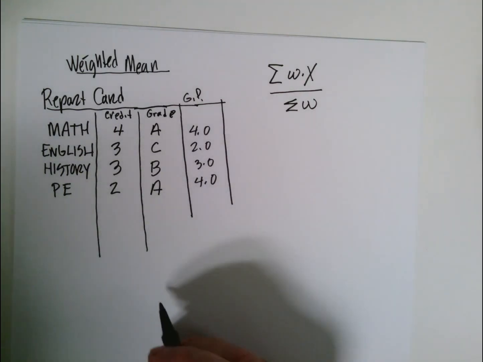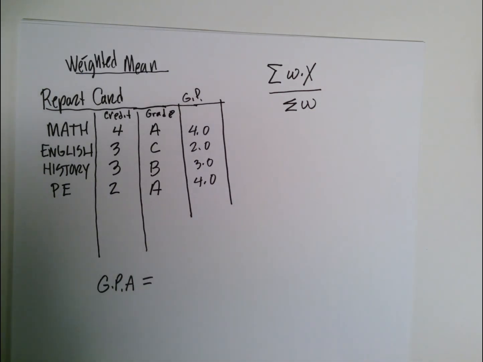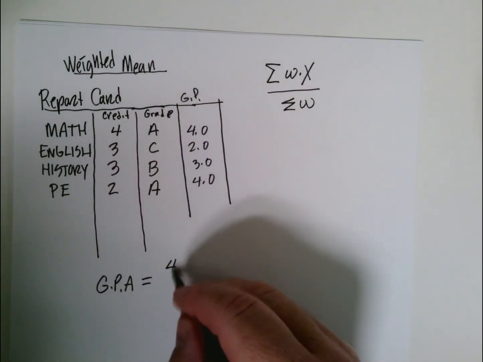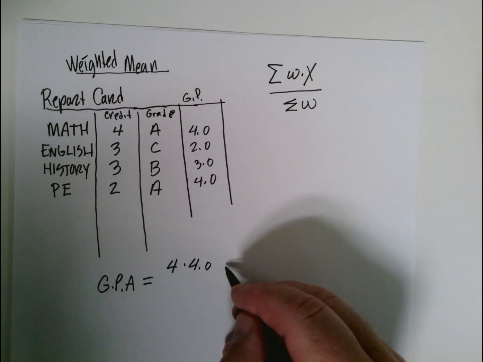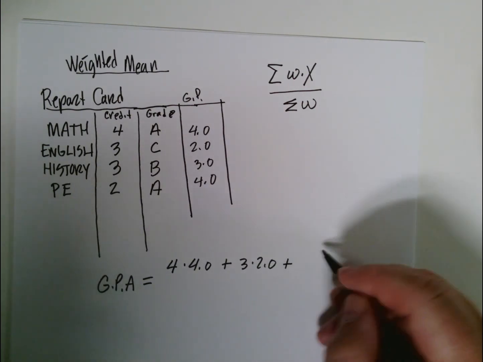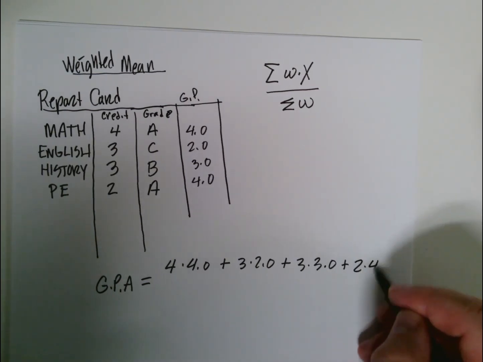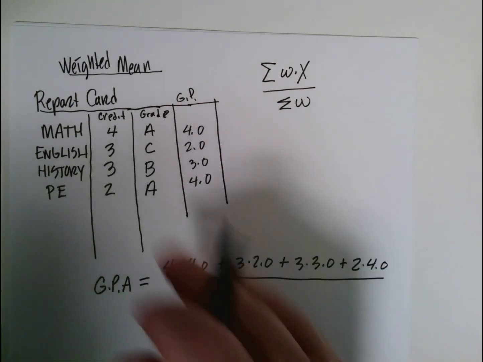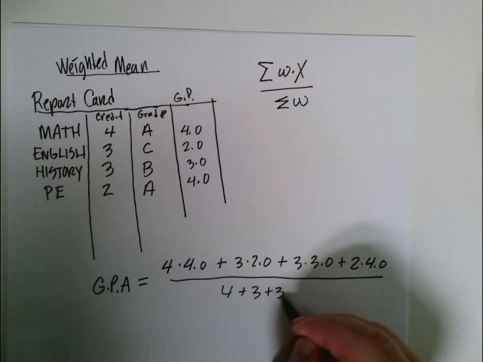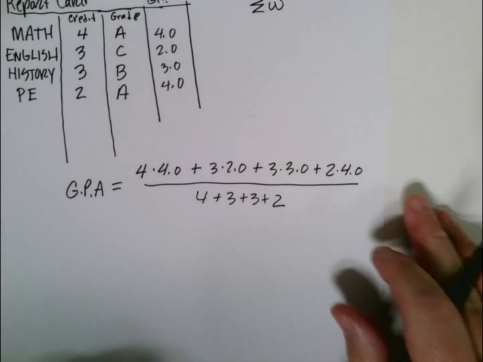Okay, so let's figure out this person's GPA using the weighted mean. Now notice that the weight in this case is the credit, how much it holds. So we have 4 times 4.0 plus 3 times 2.0 plus 3 times 3.0 plus 2 times 4.0, divided by the sum of the weights, which is 4 plus 3 plus 3 plus 2. Okay, at this point we could probably just plug it in a calculator.